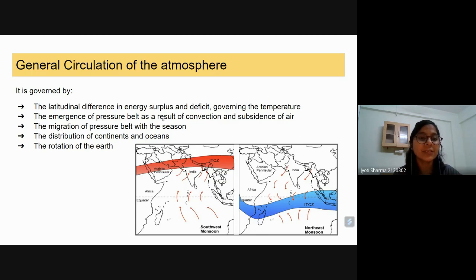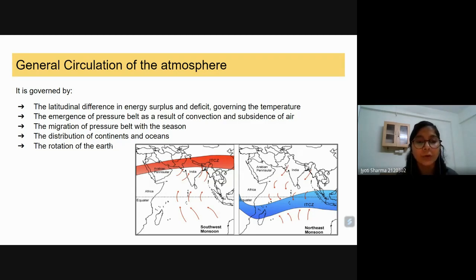Then because of seasonal changes, the pressure belts also migrate. For example, here we can see the ITCZ, the intertropical convergence zone. In the monsoon time, the convergence belt is the low pressure belt, so this low pressure belt will be on the northern side of India. But in the winter time, this low pressure shifts to below the Indian continent. Okay, so due to the seasonal change, the pressure belts also migrate, and this also leads to some variation in the circulation.